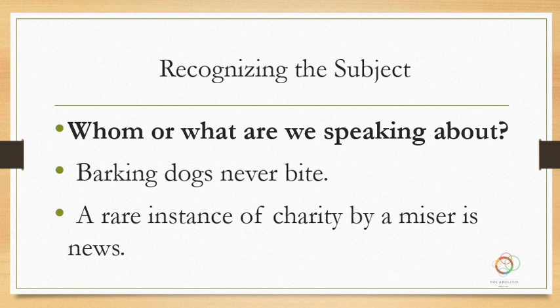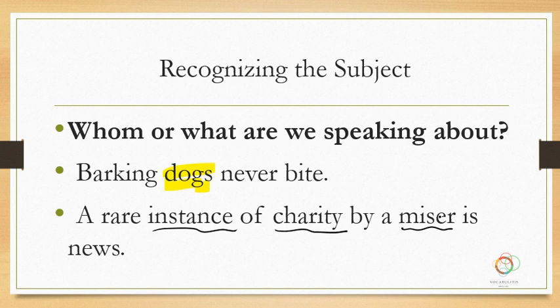And so here we are going to say the dogs is what we're talking about. And it is the dogs that bite or not bite. In the second sentence, a rare instance of charity by a miser is news. Okay, so here we have several words that name a person, place, or thing. And so when we say something is news, what is the news? Is it the instance of something that's the news? Is it charity that's the news? Or is it a miser, a stingy person that is the news?